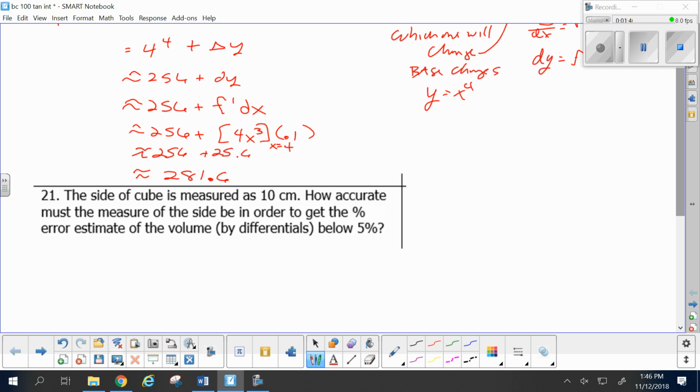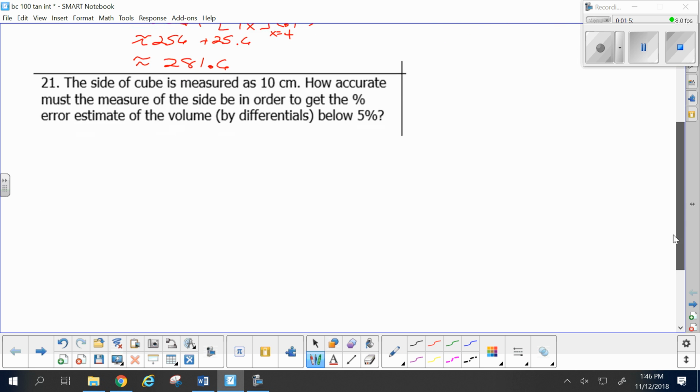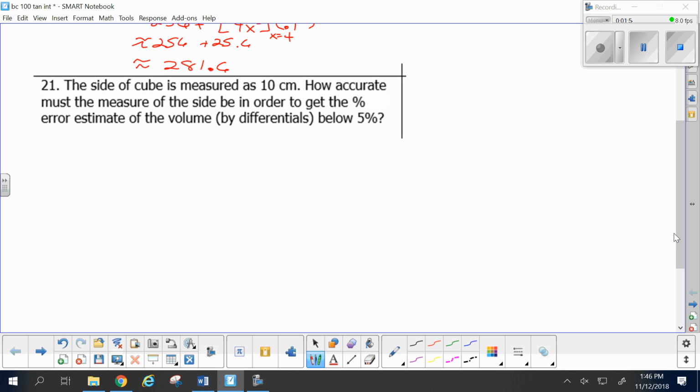Okay. Another differential idea from Friday is the idea of relative and percent error. Number 21. The side of a cube is measured as 10 centimeters, okay? How accurate must that measure of the side be in order to get the percent error estimate of the volume below 5%?